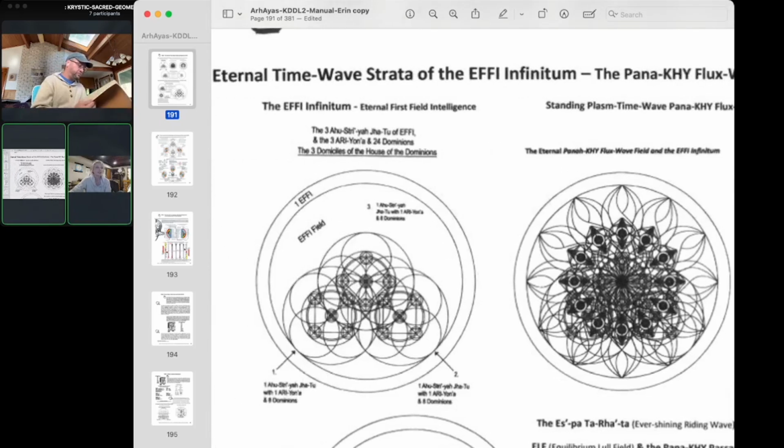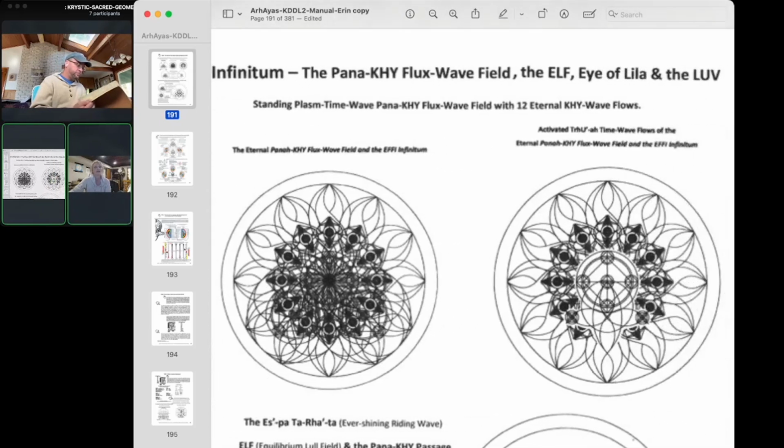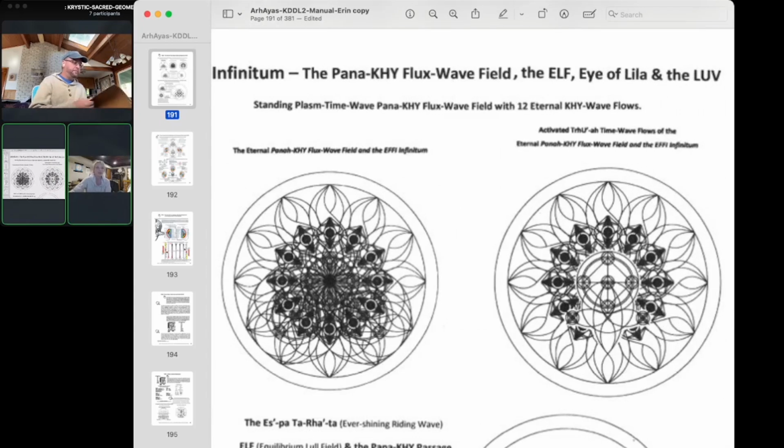So you have all this stuff in your fields too, right? And your Trua body has to do with time waves, and this all gets into time vectors and time waves. So this little sentence here says the activated Trua time wave flows of the eternal Panic-Chi flux wave field and the Effie infinitum. This reminds you a little bit of the spirit body flows, but these are even pre-plasma. These are the Chi wave flux fields that come before spirit body, but echo its anatomy, it looks similar.